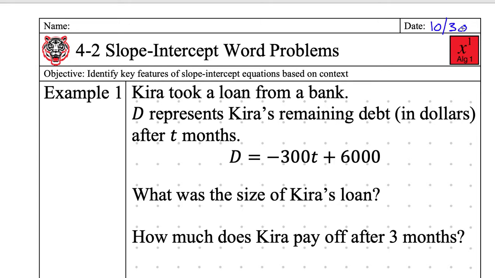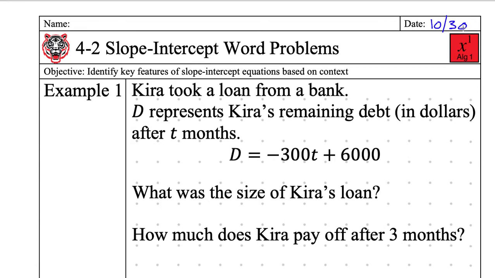All right, who can read our objective? First hand goes to Kira. Can I read them both? Yeah. Okay. Identify key features of slope-intercept equations based on context. So that's 50 XP, and you're going to also read your example 1.